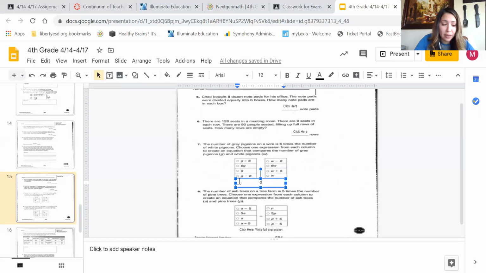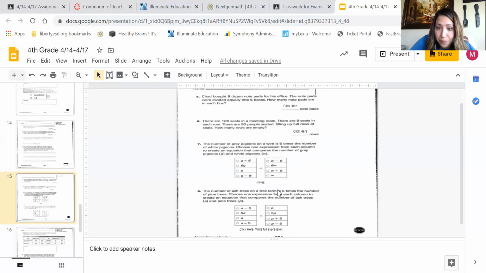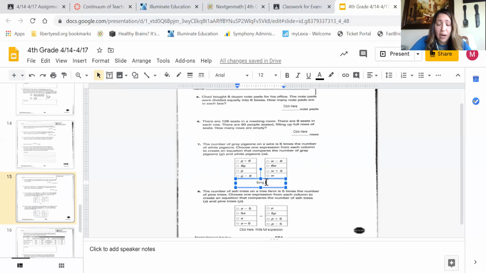So I'm going to take 6, and white pigeons are represented by W, okay? So 6 times the number of white pigeons would equal my number of gray pigeons, okay? So that's what it's asking for there. I know this is pretty confusing because we haven't done the expressions in quite some time, but that's one possible answer, okay?